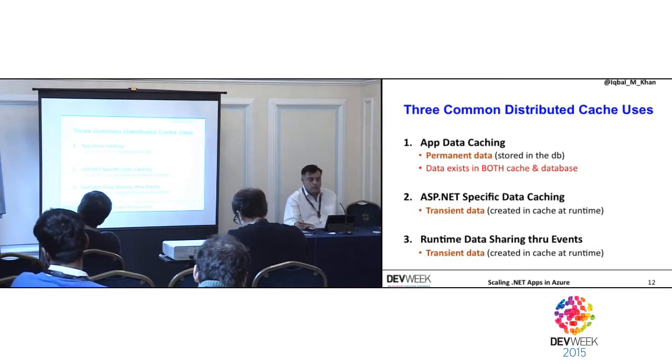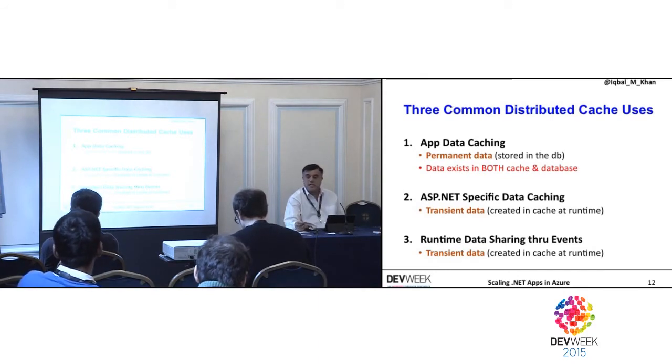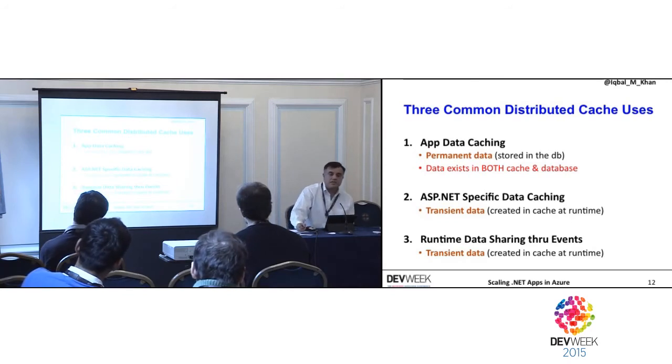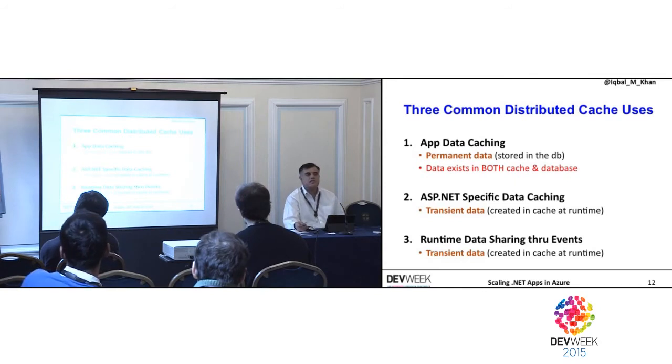Okay, so what are the ways that you can use a distributed cache? There are three most common ways that you use it. And again, I'm talking from a .NET perspective here. The first is application data caching. Application data is data that lives in your relational database, your mainframe, whatever your main application database is. So that is what I call permanent data. That data has to be persisted permanently. So when you cache it, the data exists in two places, the database and the cache.